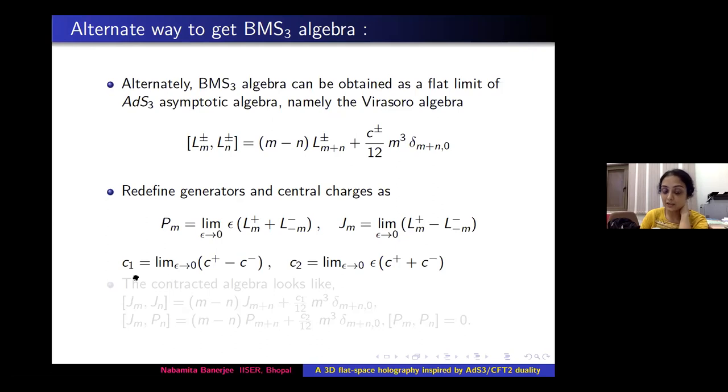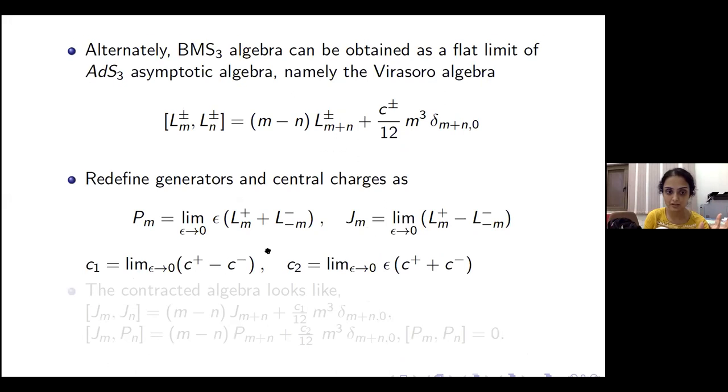Similarly, you define two new central charges. These are known as Inönü-Wigner contraction, but the name is not important. What we are trying to do is basically rescale our Virasoro generators and then redefine new generators from these rescaled Virasoro generators.